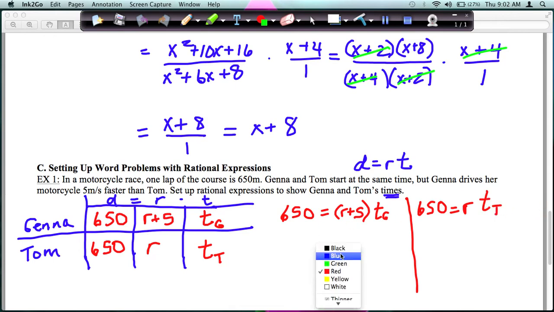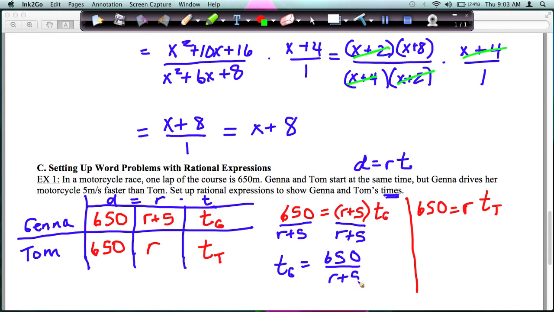Now it says solve for their time. All I need to do is get this variable by itself, t. So this is multiplication. To get t by itself, I'm going to divide both sides by r plus 5. And I get Jenna's time is 650 over r plus 5. Now for Tom's time, I just need to divide both sides by r, and I get Tom's time is 650 divided by r.